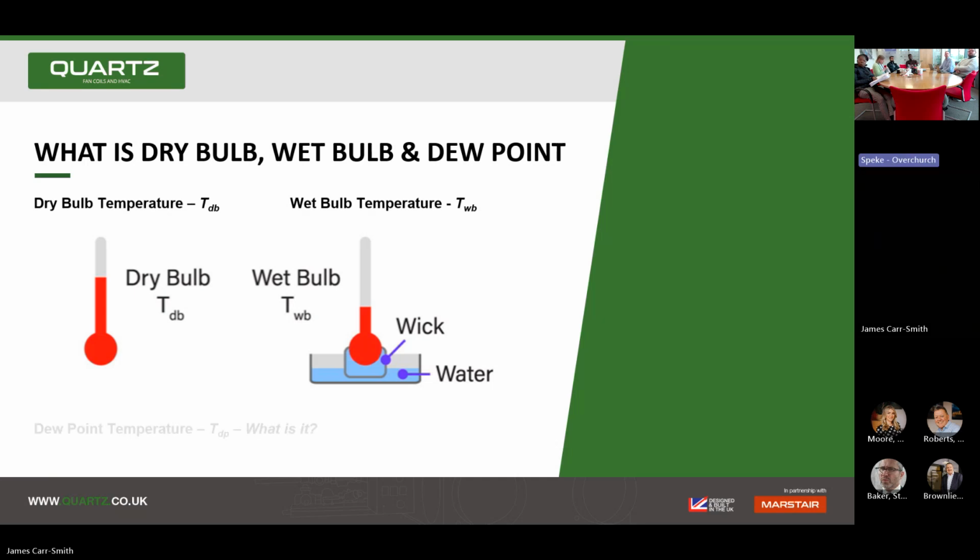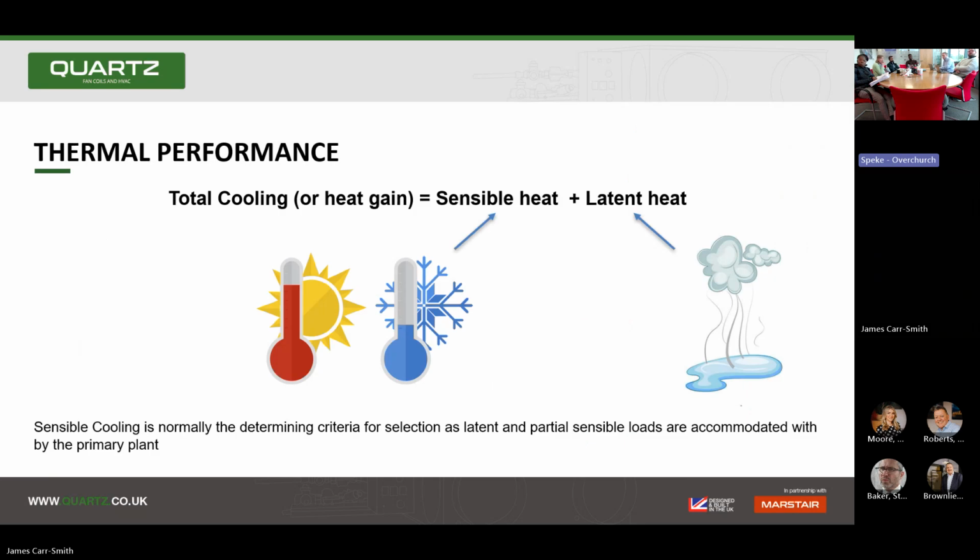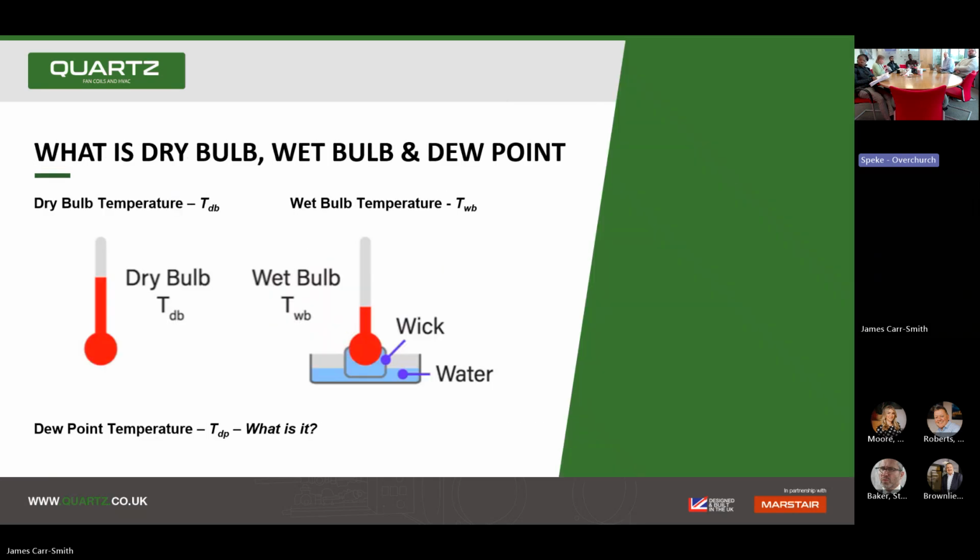So as we mentioned, dry bulb. So what is it? Dry bulb is essentially what most people see, whether it's on a thermometer in an office, in the car, or at home on a wall. It's the temperature that's physically measured.